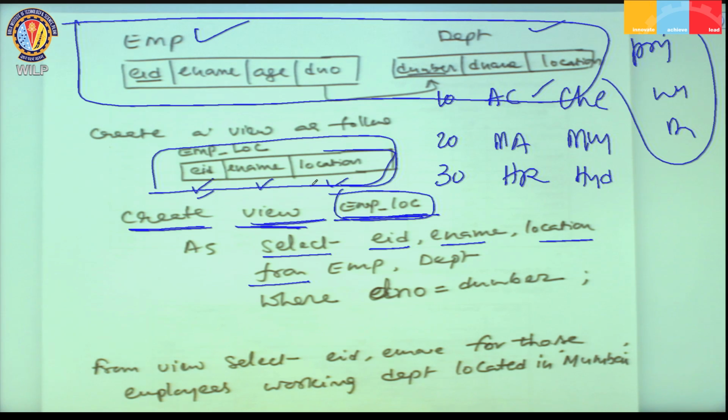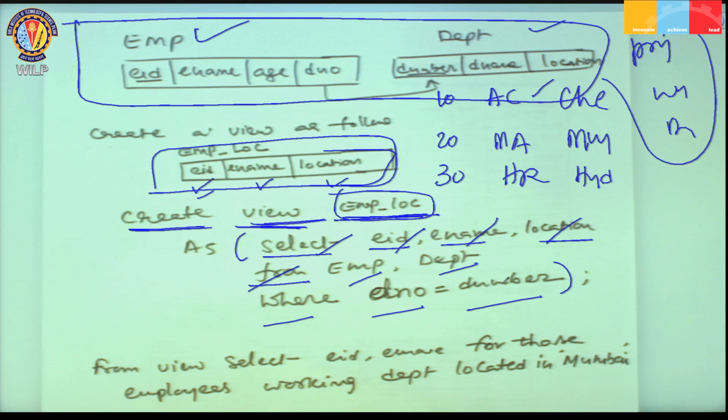A view can be considered as a temporary table. What should be the structure? What data will be there? This will be the data that will be there in this table. Select EID, ename, location from employee, department, where DNO in employee is equal to DNumber in the department table.